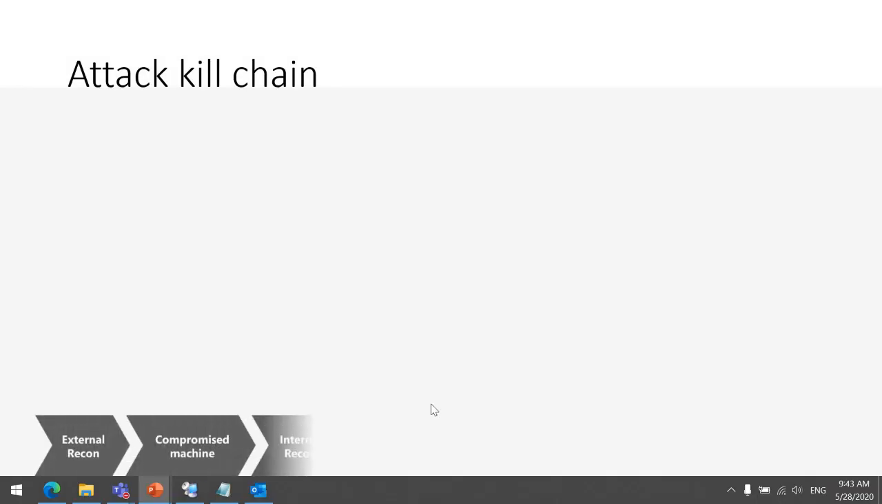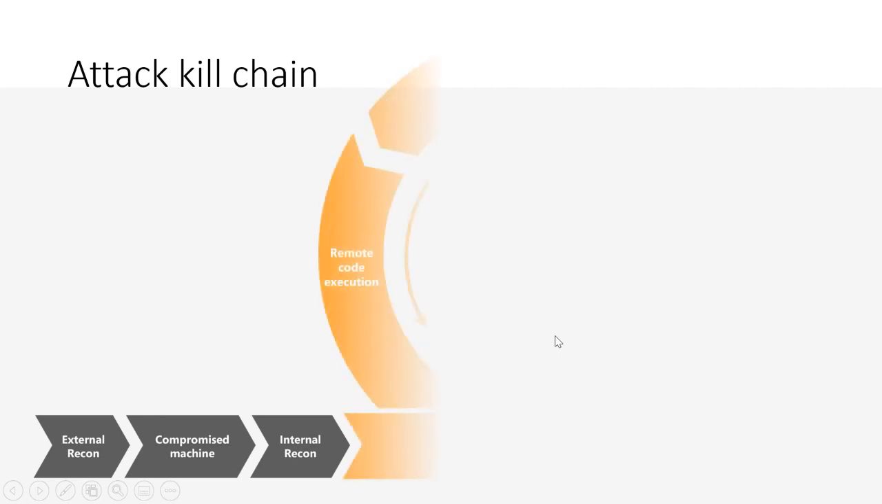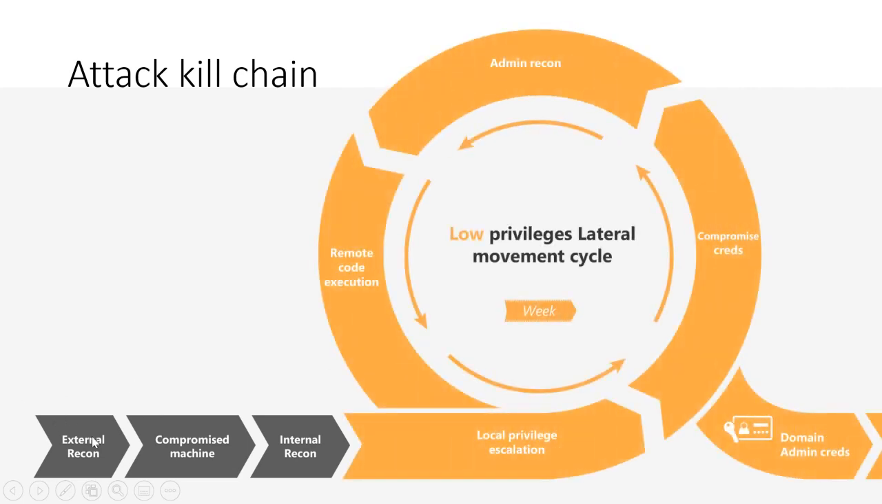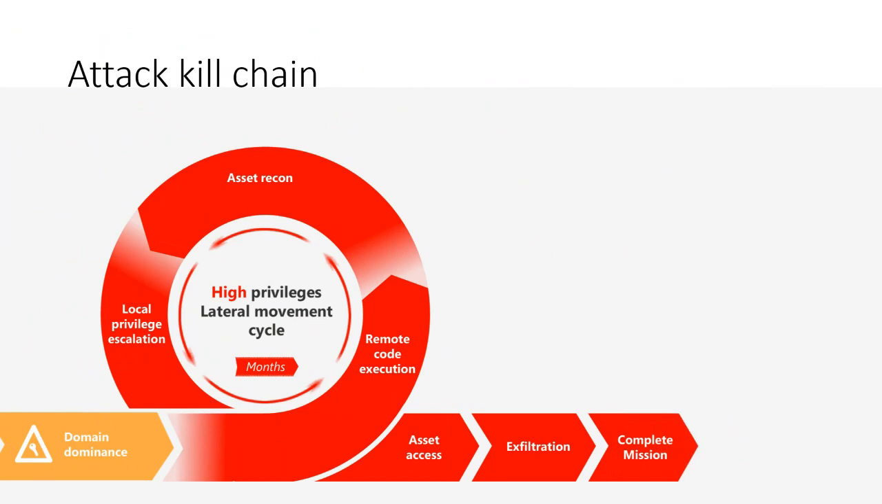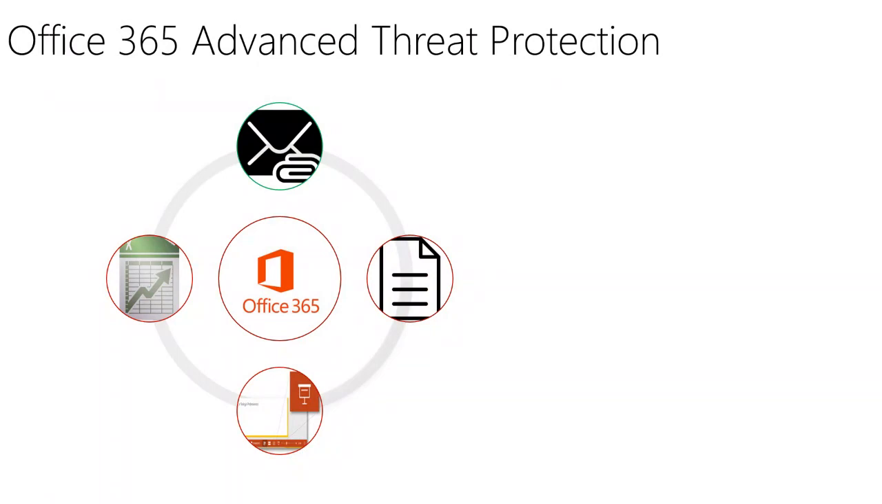To this slide. So we went through all of those steps. External recon, it's not possible to detect, to be honest, because it's passive reconnaissance, but compromised machine, internal reconnaissance, privilege escalation, compromised credentials, domain admin credentials. We didn't go to the second circle for the sake of time, but I think you got an idea. When you have domain admin permissions, you can do anything you want. So we went through all of those attacks, and all of those steps were detected or blocked by Office 365 ATP.